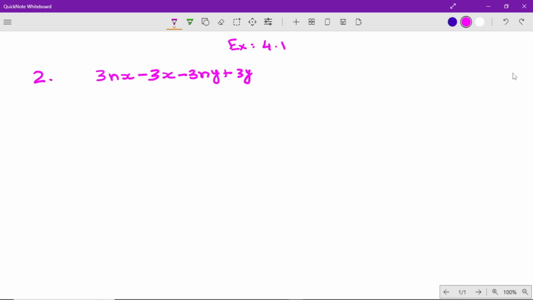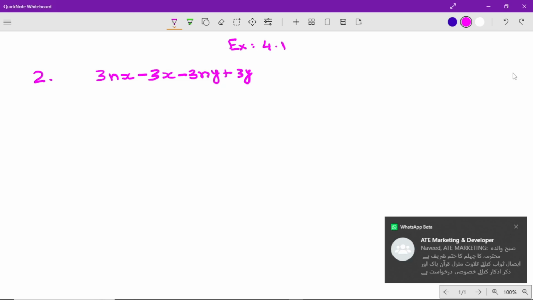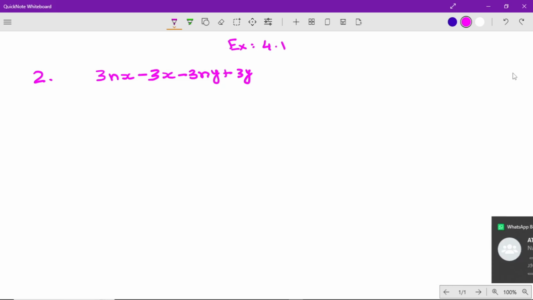Factorization is very important in mathematics, and especially algebra is very important in mathematics. It is a very important branch of mathematics. So without algebra you cannot solve any question. Algebra is very important to understand. So this is so easy to solve.